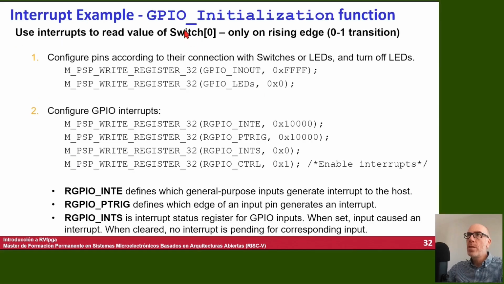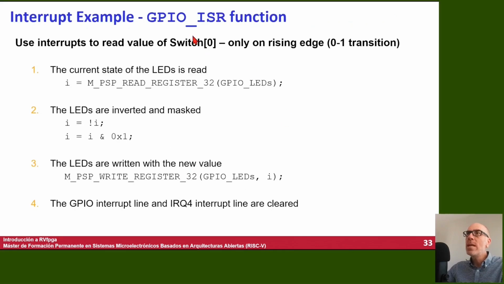It also has a GPIO init function that mainly configures GPIO for switch 0 to work with interrupts. And then there's the GPIO ISR interrupt service routine function, which runs every time an interrupt reaches the processor. This function handles the interrupt task, which toggles the least significant LED when switch 0 goes from 0 to 1.